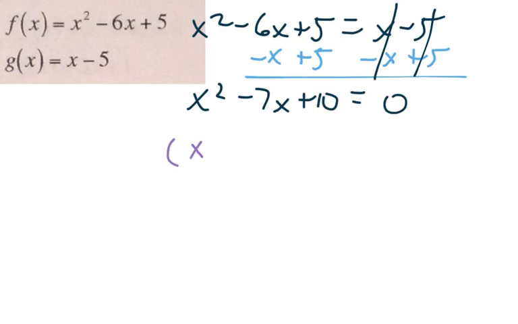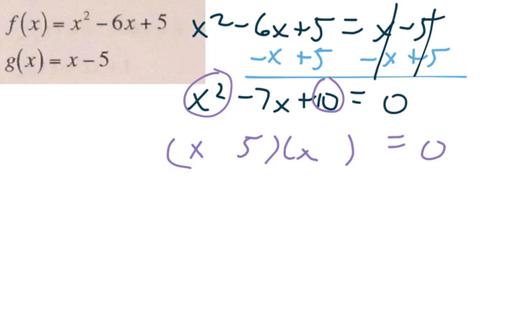Let's try it. x times x is x squared. 10 is 5 times 2. Minus 7x is negative 5, negative 2. That means x here must be 5 because 5 minus 5 is 0. And that's telling me x is 2 because 2 minus 2 is 0.